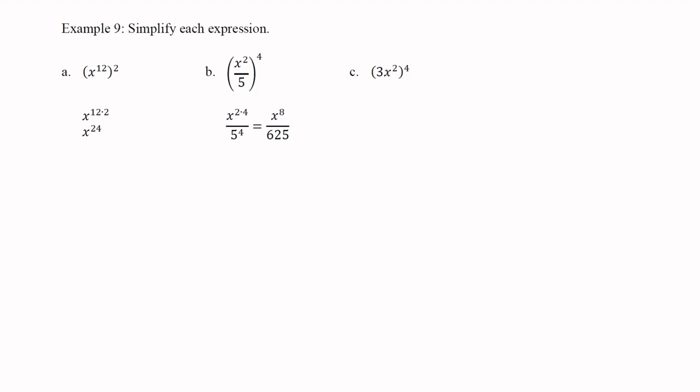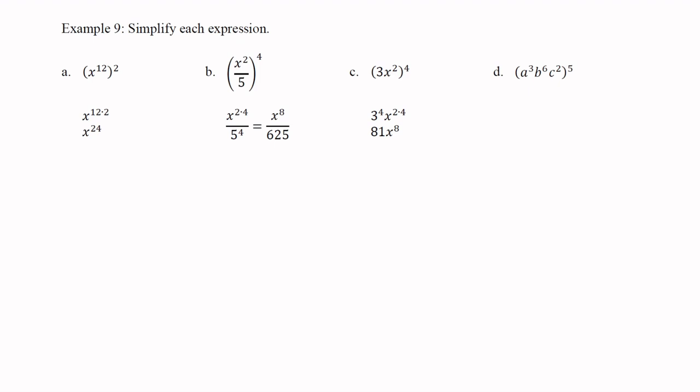For c, again, we've got 3x squared all to the 4th power. That 4th power operates on everything in the parentheses. It operates on the 3, and it operates on the x squared. So we have to take 3 to the 4th, and we have to take x squared to the 4th by multiplying our powers. And 3 to the 4th is going to give us 81, and x to the 2 times 4 gives us 8, x to the 8th.